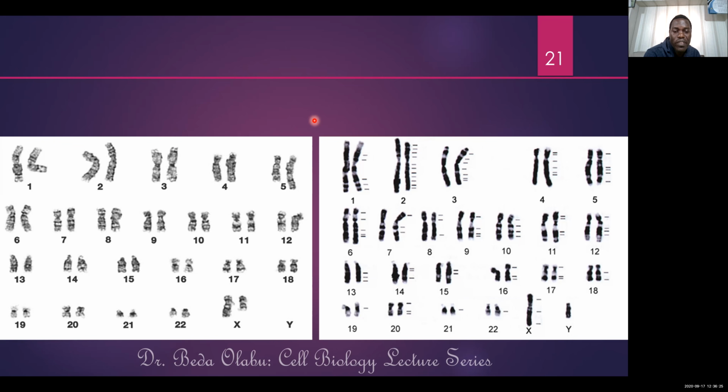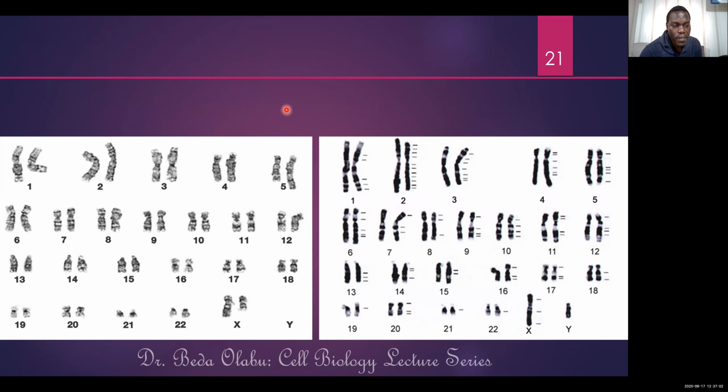The one on the left, is it normal or abnormal? The one on the right, is it normal or abnormal? So anyone, just unmute your mic and tell me something. On the left, it's abnormal. Okay, so what makes you think that the left one is abnormal? Because the 23rd chromosome that consists of the X and Y, the Y is not there. Okay, but let's focus on the numbers.